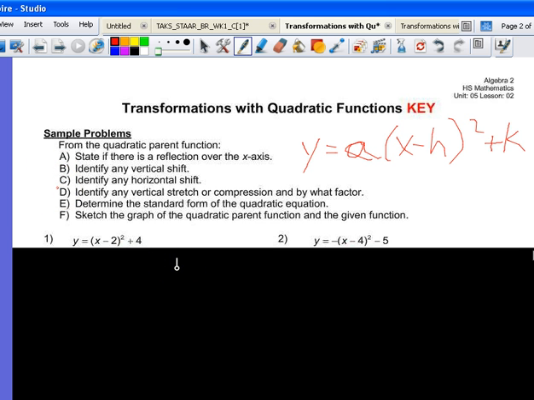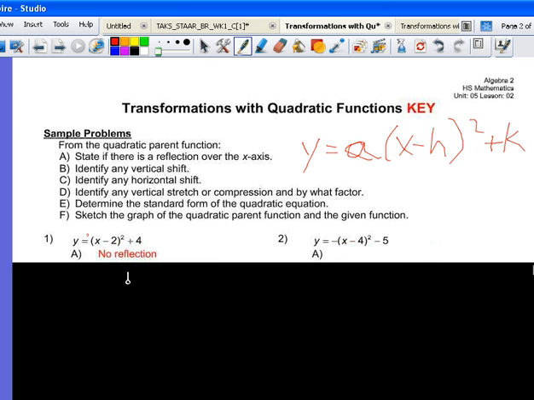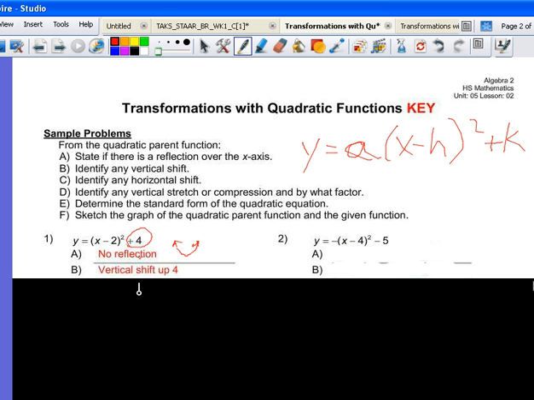The first question is, state if there is a reflection over the x-axis. Well, what do we look for? We look to see if there's a negative sign right here in front of these parentheses. There's not. So we're going to say that there is no reflection, meaning it's not upside down. So this thing's going to open up for sure. Okay? Identify any vertical shift. Vertical shift is always the last number, and it does exactly what it's supposed to. So that means it's going to shift vertically up 4 units because it's positive 4.